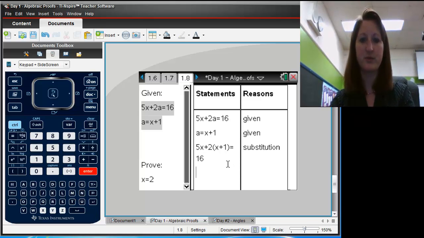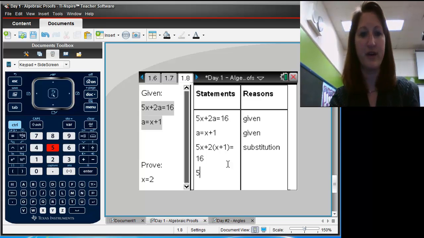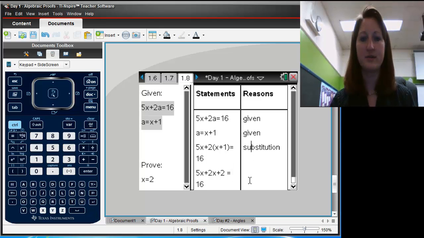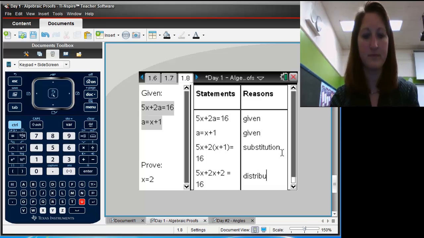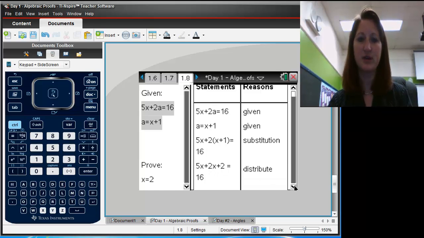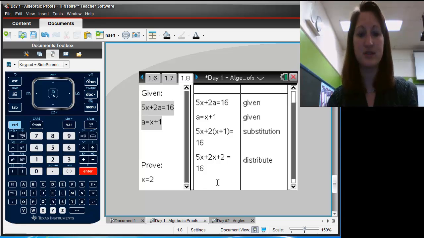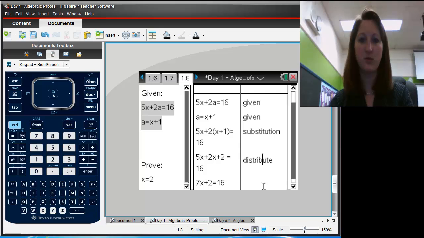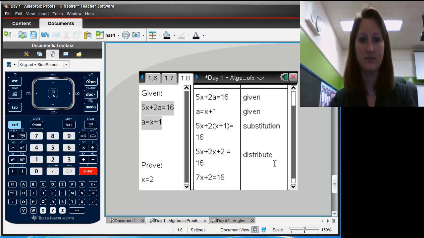And now what I'm going to do is go through and solve this equation. So the next thing we would do is probably take the 2 and distribute it. So we would get 5x plus 2x plus 2 equals 16. So what we did there is distribute, or distributive property. Now, at this point normally we would probably combine like terms. So we have 5x and 2x, which is a 7x, plus 2 equals 16. So what we did there is combine like terms.